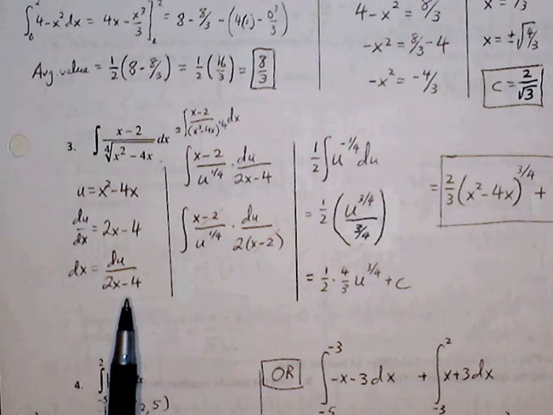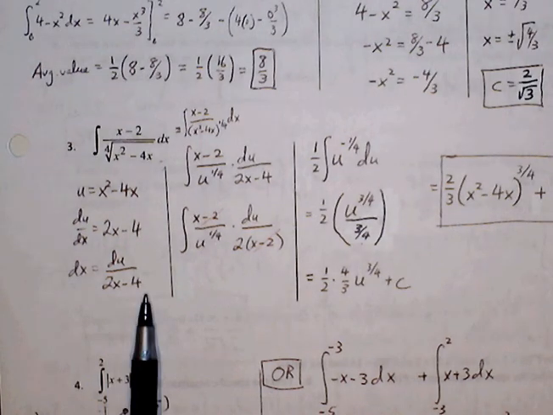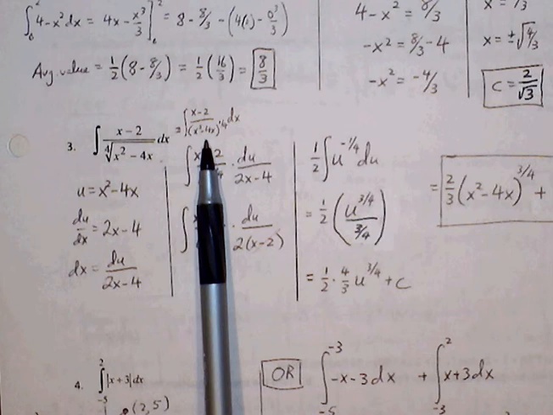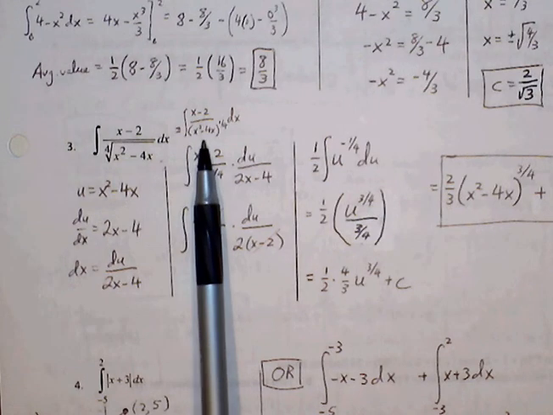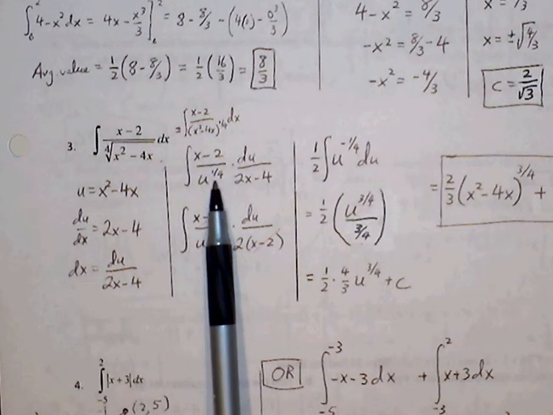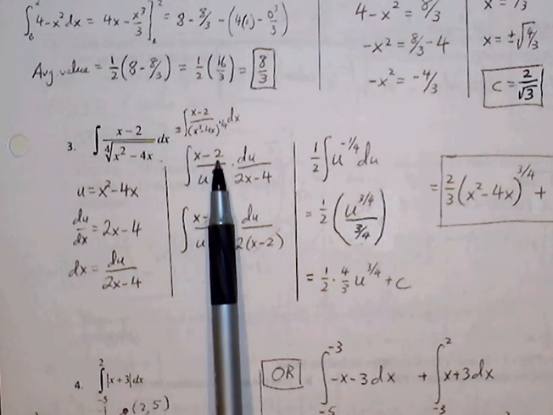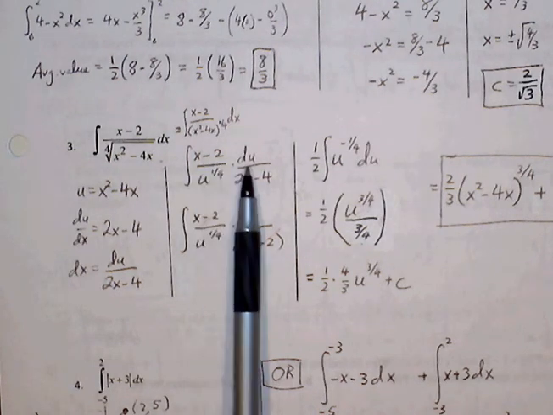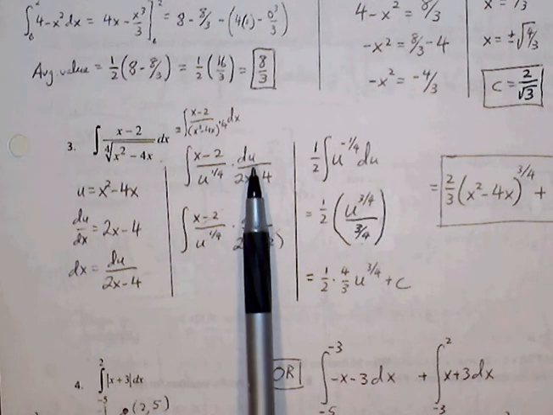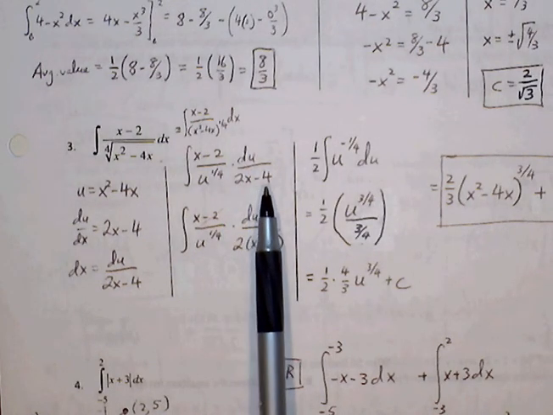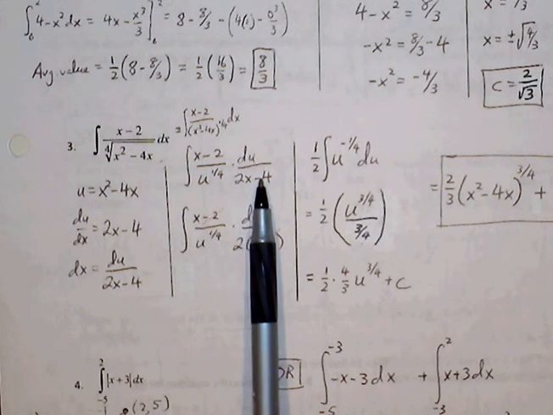So now we make our substitution. We can substitute what's inside the parentheses with u, and we have it to the 1/4. x minus 2 doesn't get replaced for right now, times dx gets replaced with du over 2x minus 4. Now we want to look to see what can cancel out.